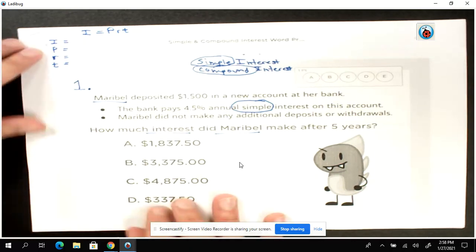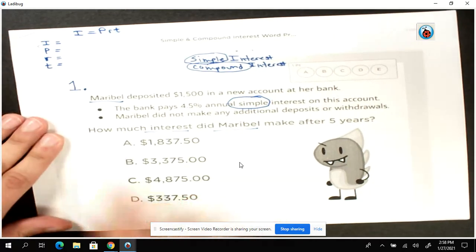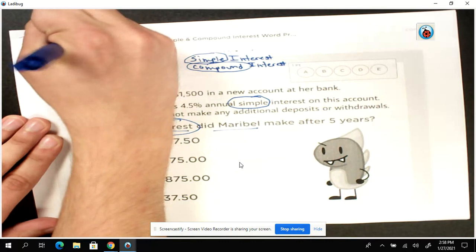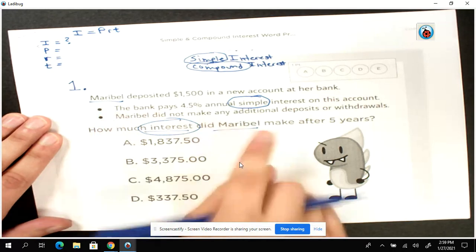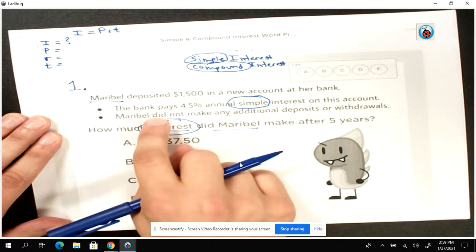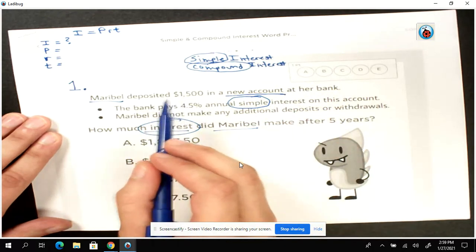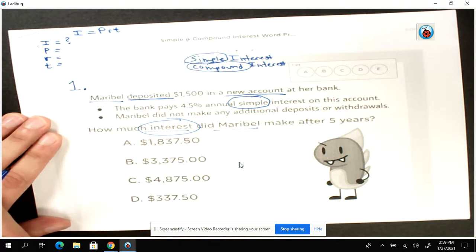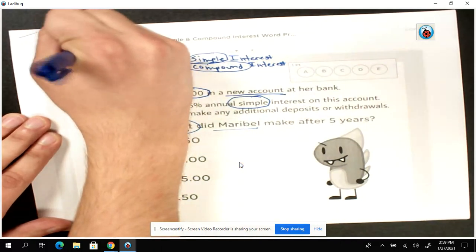Okay, so back to interest. Interest is what we're looking for. How do we know that? Because that's what the question is explicitly asking. How much interest did Maribel make after 5 years? So our I is going to have the question mark. Principal. Let's ask ourselves, are we dealing with an investment problem or a borrowing problem? We're dealing with an investment problem because we are opening a new account, and deposit is our keyword. If we deposited, then we're investing. Depositing money into an account is an investment. How much did we deposit? $1,500. So our P is going to be $1,500.